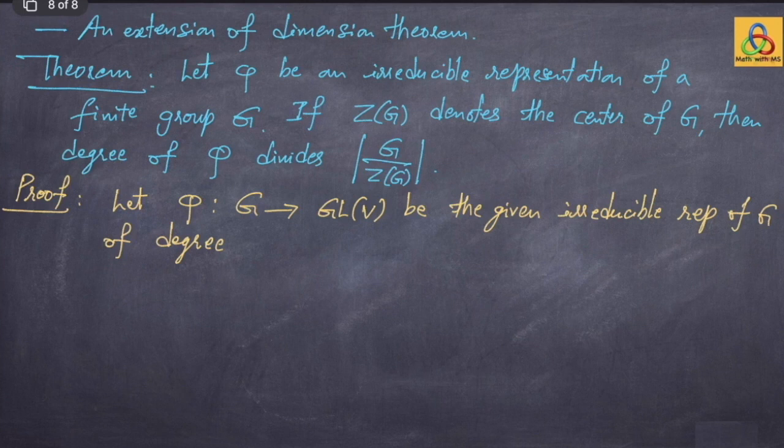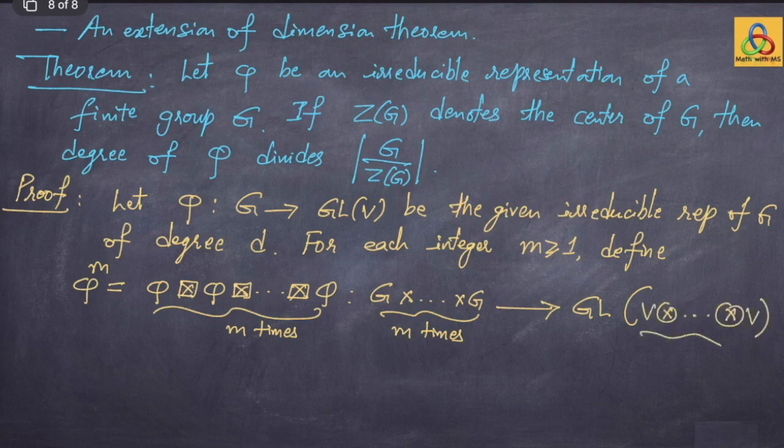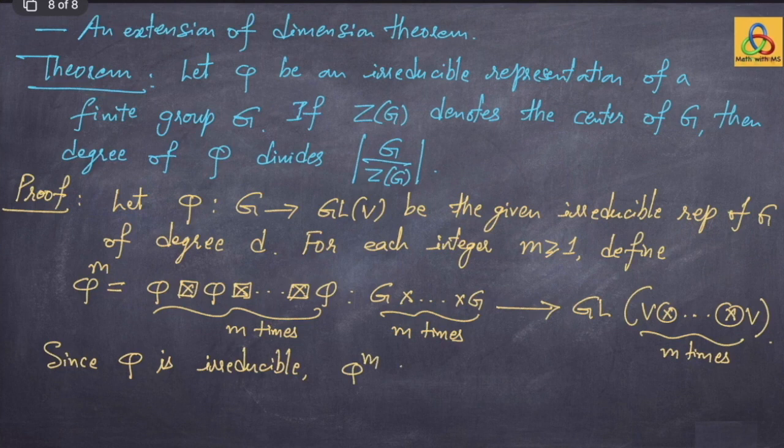And let us say the degree of the representation phi be d. Now for each integer m bigger than or equal to 1, we define phi superscript m as the m-fold exterior tensor product of phi with itself, which is a representation of G to the power m into GL of V tensor so on m times, right? So I am going to use this phi superscript m to deduce the result.